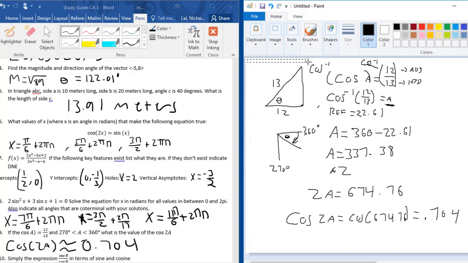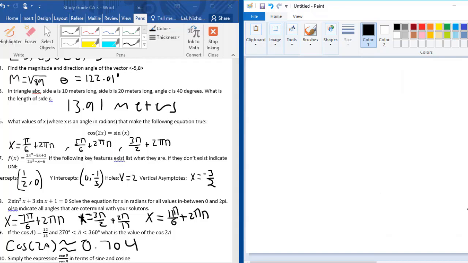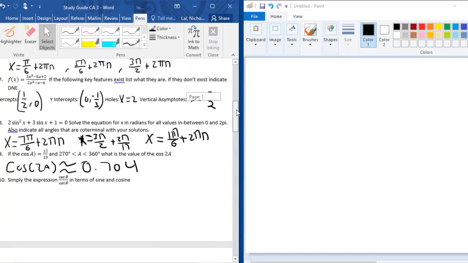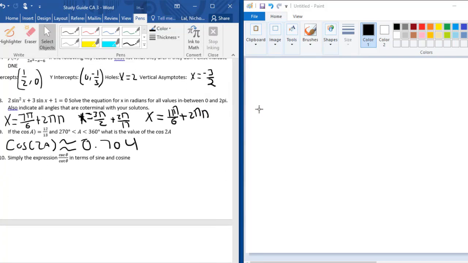Otherwise, moving on to problem 10. All right, simplify cosecant over cotangent of theta in terms of sine and cosine. So we have the cosecant of theta and the cotangent of theta.